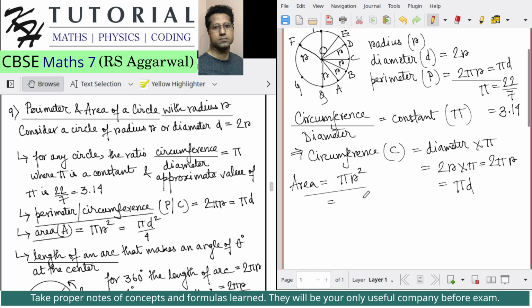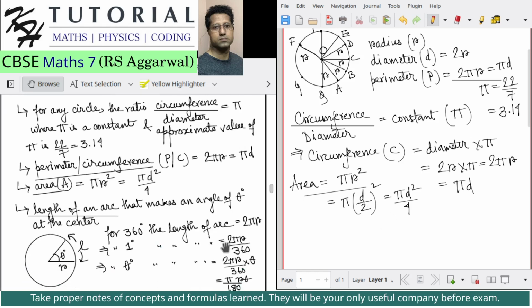What will be pi r square in terms of diameter? R we know is d by 2. So this is pi times d by 2 whole square, which becomes pi d square by 4. So the area of the circle in terms of diameter is pi d square by 4, and the standard area formula is pi r square, where r is the radius. So these are the two fundamental formulas of the circumference or perimeter of a circle and the area.